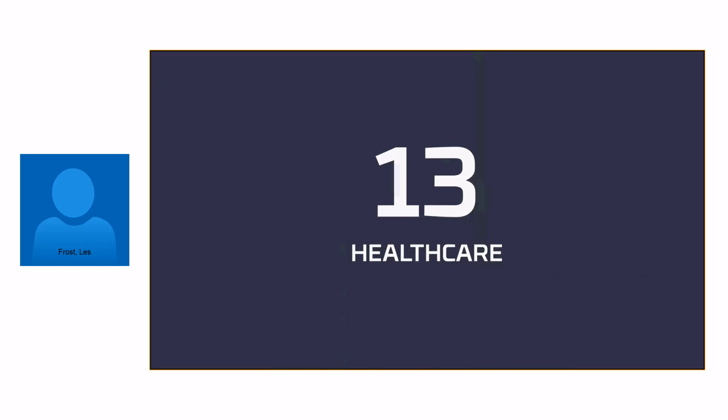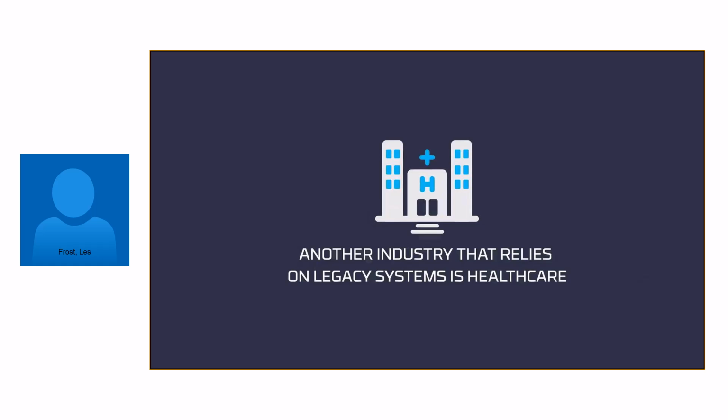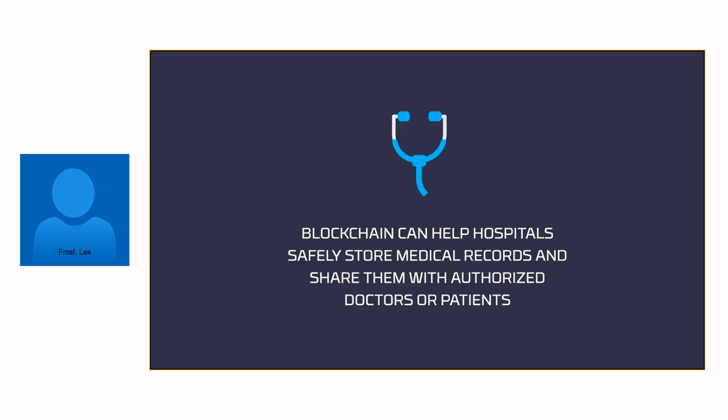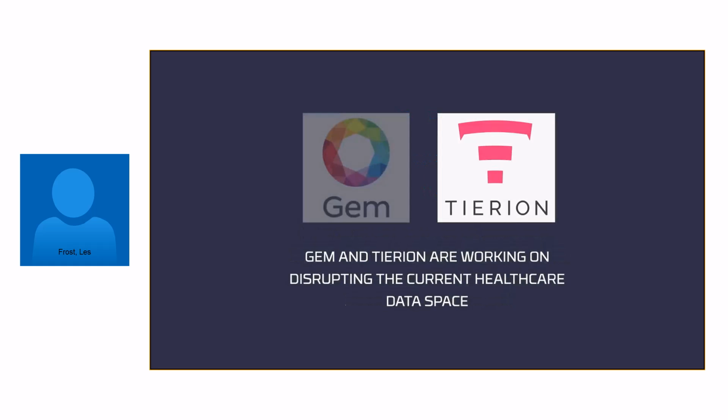Number 13, healthcare. Another industry that relies on so many legacy systems and is ripe for disruption is healthcare. One of the challenges hospitals face is the lack of a secure platform to store and share data. They're also often victims of hacking because of outdated infrastructure. Blockchain technology can allow hospitals to safely store data like medical records and share it with the authorized professionals or patients. This will improve data security and can even help improve accuracy and speed of diagnosis. Gem and Tyrion are two startups that are working on disrupting the current healthcare data space.